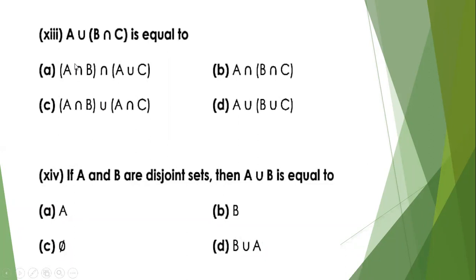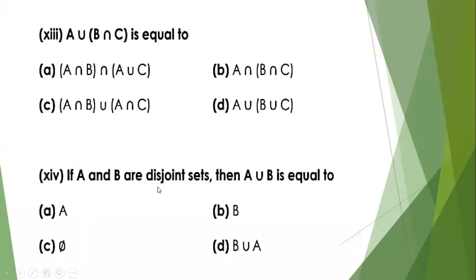Yes, it is the A part. There is a mistake. You're going to rectify it. This is A union B. A part, A union B. You can see A is with B, then intersection A is with C. Correct, A part.